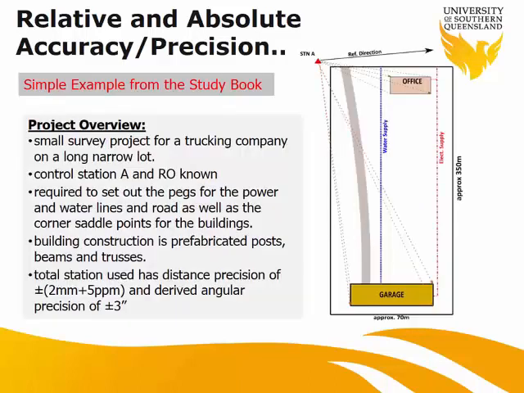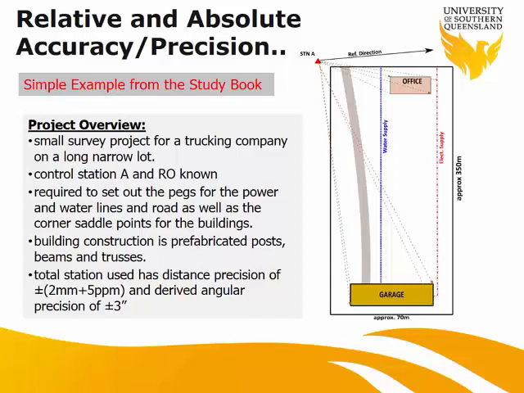So, talking about relative and absolute: relative is between two points, absolute is regarding one point only. Let's have a look at an example. Just imagine we have a small survey project for a trucking company. We have a long narrow lot. We want to set out the garage, the office, and the water supply and electrical supply lines. We have the rough dimensions of the lot.